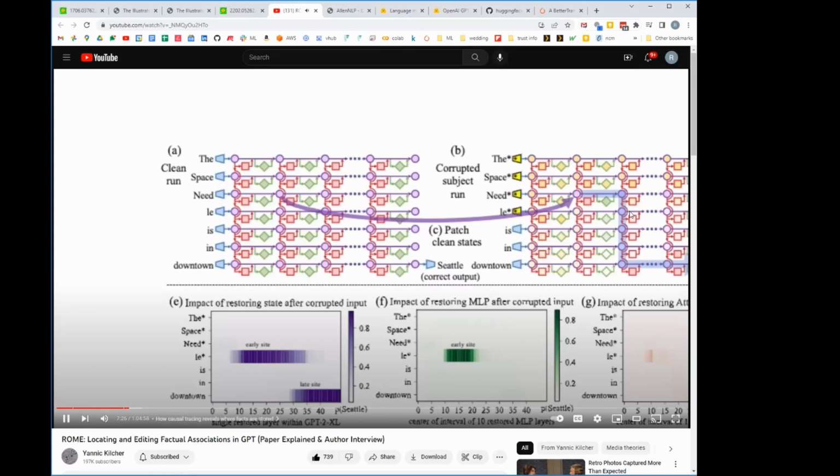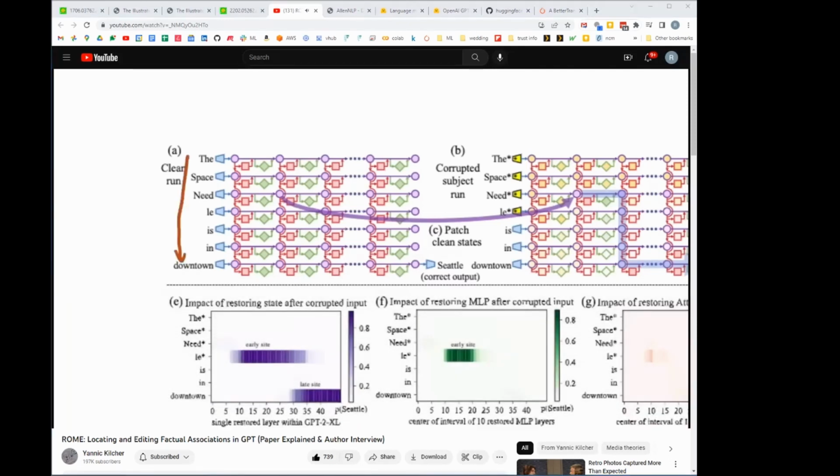In this case, you can see that here is a sentence that you input. The Space Needle is in downtown, and the model would output, well, in this case, it's an uncorrupted sentence. The model would get this correct. If it's a good language model, it would get this correct to say Seattle as the next token. This, as you can see, goes through a number of different stages. So due to how GPT works, how an autoregressive transformer works with causal masking, you will have the token for the being embedded, generating a hidden state here.